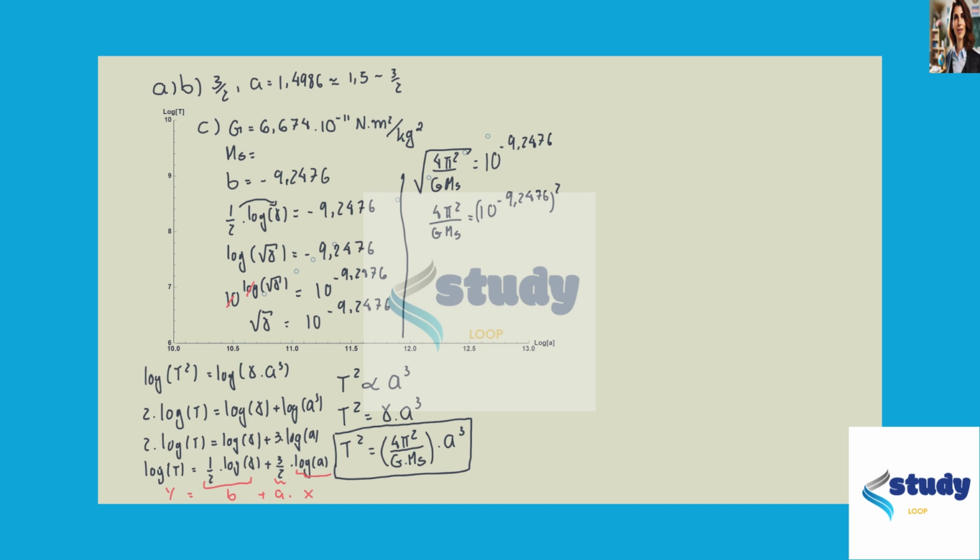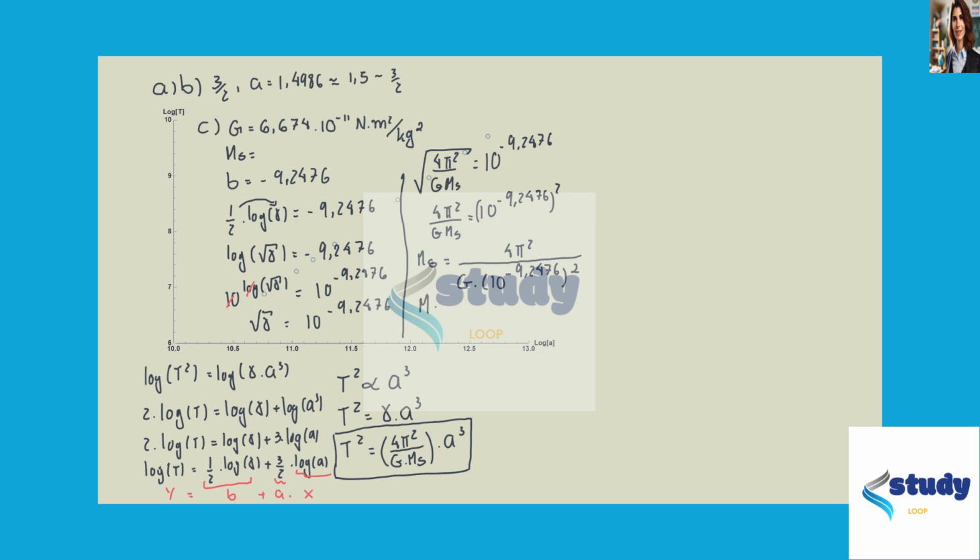Now we solve for the mass of the Sun. To do that, we send this number to the left-hand side dividing and the mass of the Sun to the right-hand side multiplying. By doing that, we get the following. The mass of the Sun is equal to G, the Newton constant, times 10 to minus 9.2476 squared, and this whole thing is divided by 4 times pi squared.